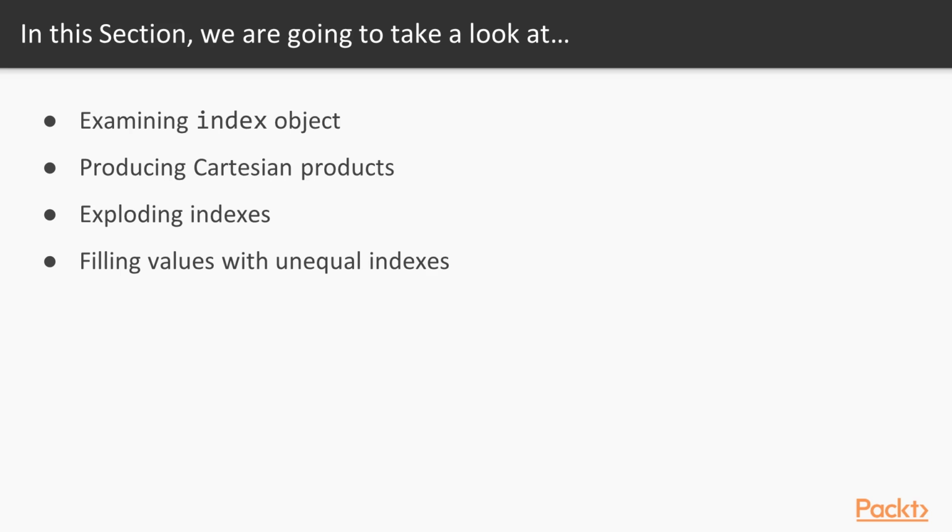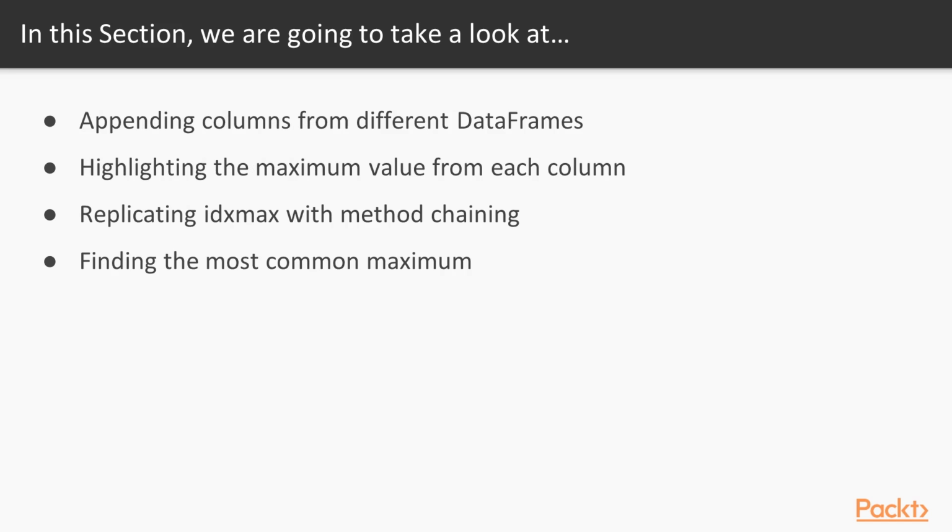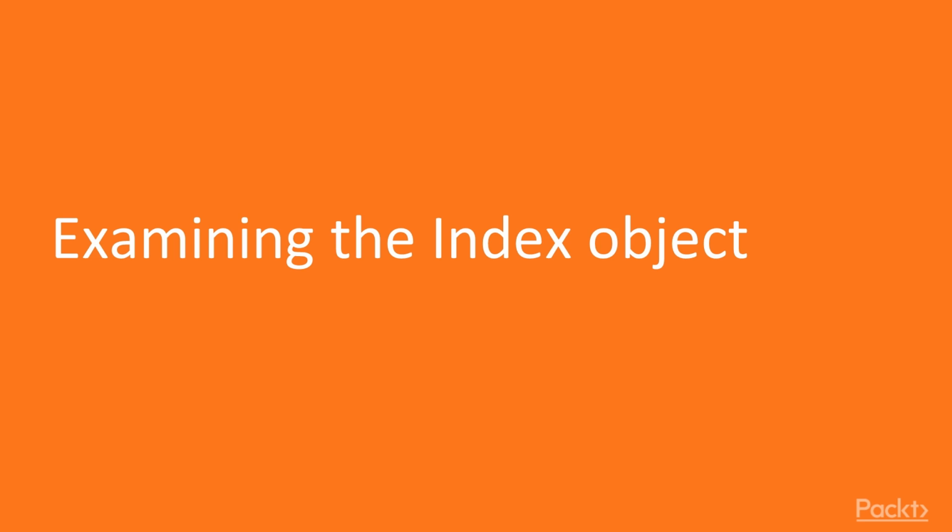In this section, we will begin with examining the index object, producing Cartesian products and exploding indexes. Then we will move ahead to see how to fill values with unequal indexes and append columns from different data frames. Next, we will explore highlighting the maximum value for each column and replicating idxmax with method chaining. At the end, we will try to find the most common maximum. Let's move to the first video of this section that deals with examining the index object.